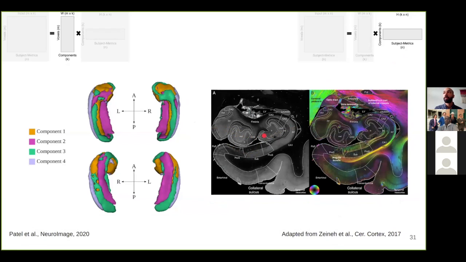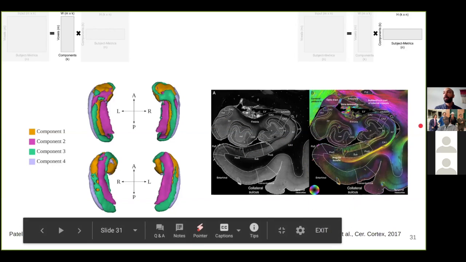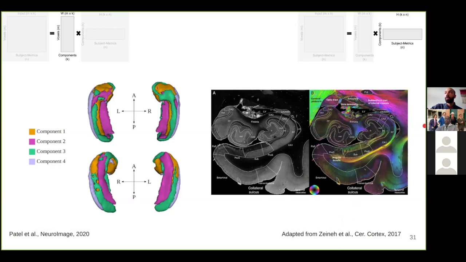So the first thing to note when looking at this is you're not going to get the level of specificity because of the resolution of MR compared to something like this. So this is an image from a polarized light imaging analysis of the hippocampus from Zaina et al., published in 2017. If you're interested in hippocampus anatomy or cool anatomical techniques, I highly suggest giving that paper a read.